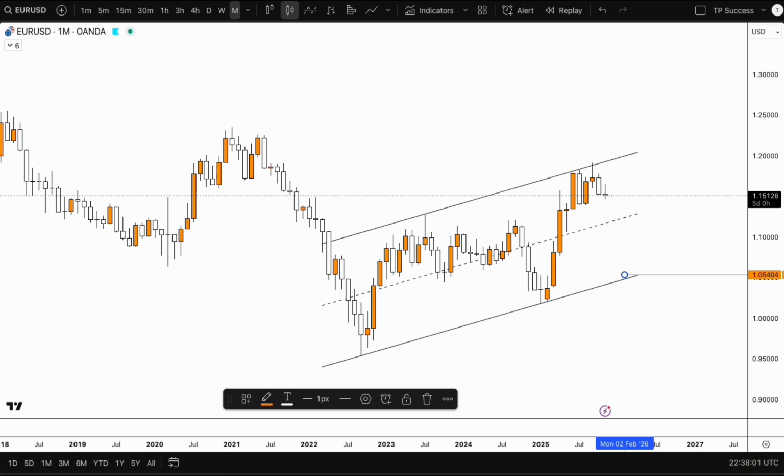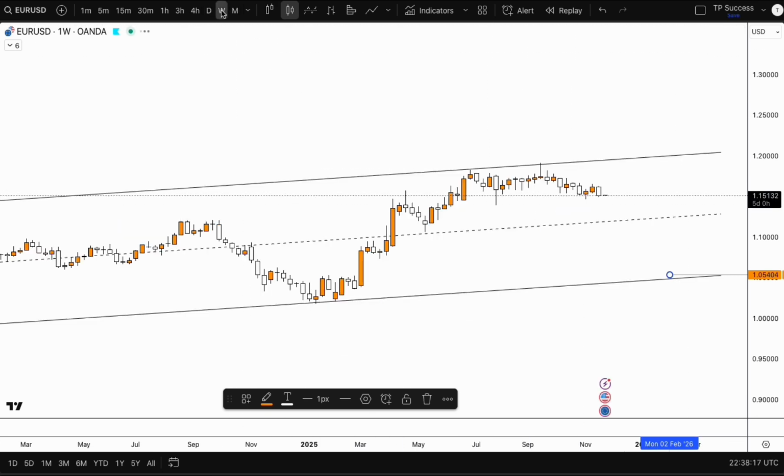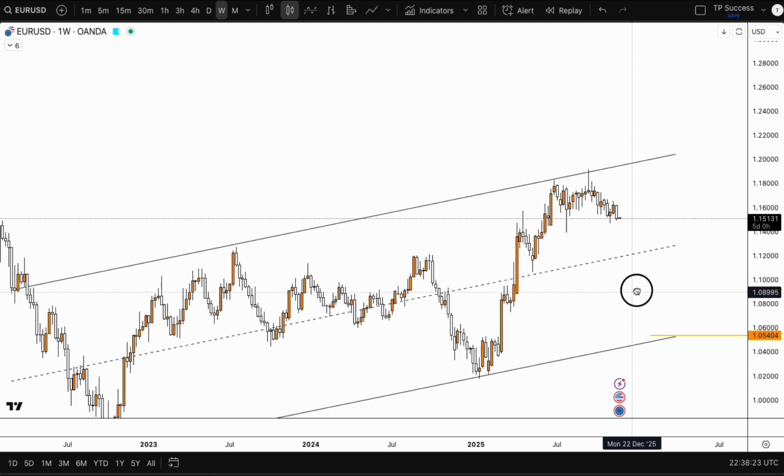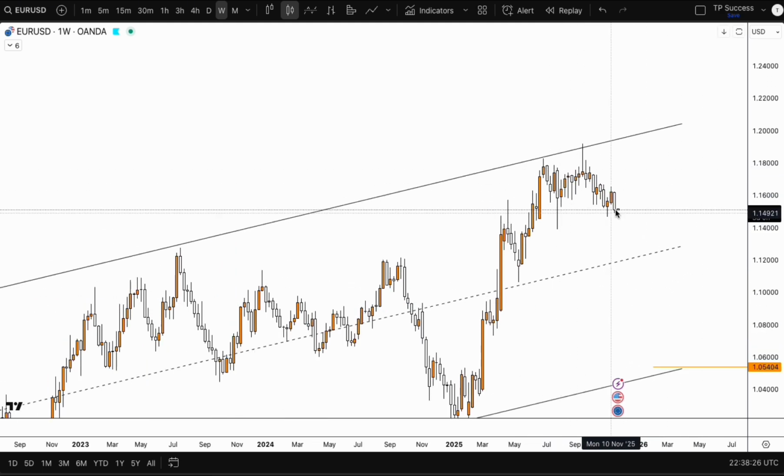So what we're going to do is keep this level where it is. So that is the 1.05404. We're going to keep that in place. Okay. And we're going to go to the weekly to see what the week has to say. As it stands right now, when we look at it on the weekly, we can see up here, we have some form of a descending channel forming, right? This is it right here.